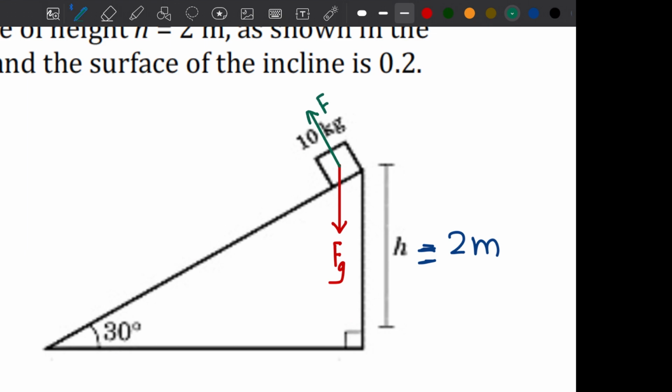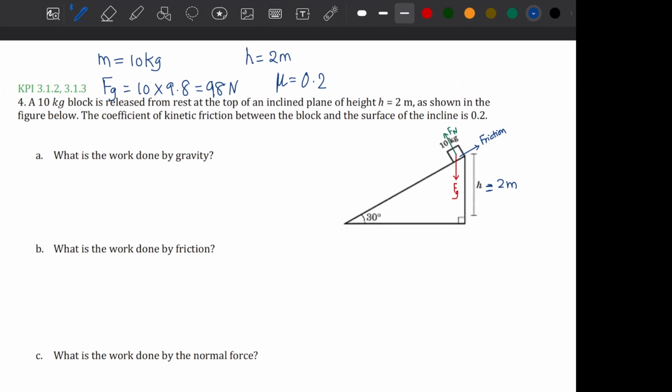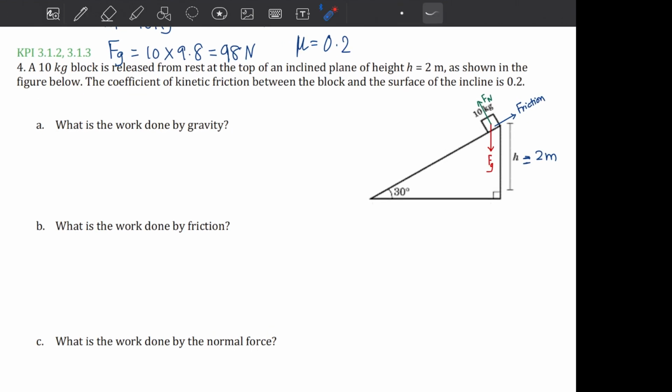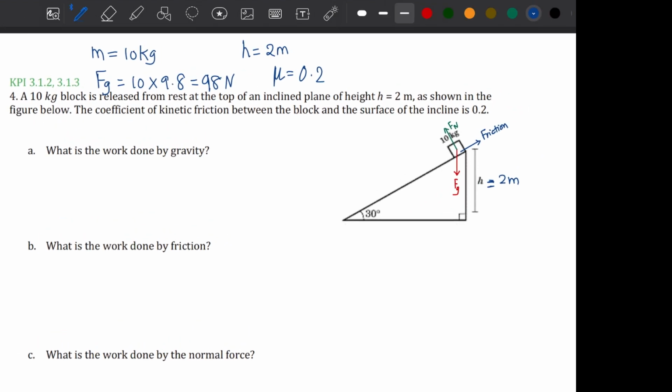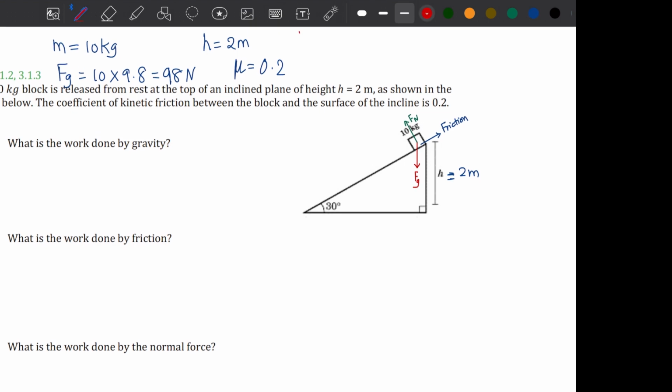That's Fn. And we know that the box is sliding down. So the friction should be opposite to its motion. So we'll draw the friction upwards. That's the direction of friction. Now the first question is asking us, what is the work done by gravity? So gravity, we can see that this is the force of gravity and we want to find out what's the work. So let's write down what is the formula for work.